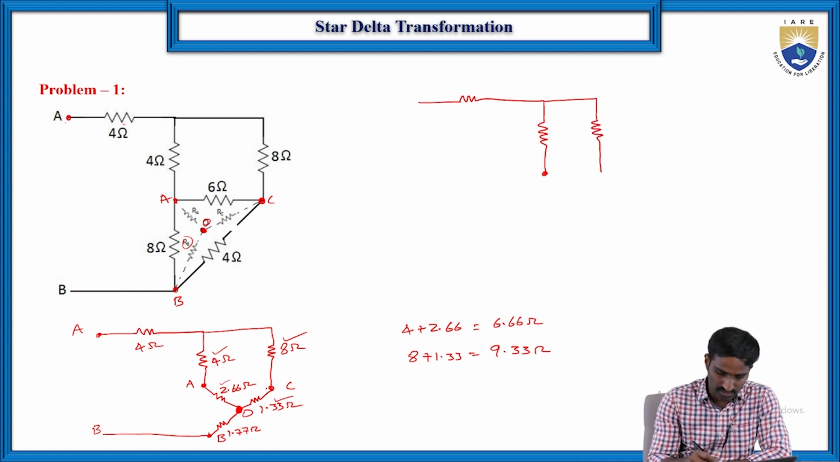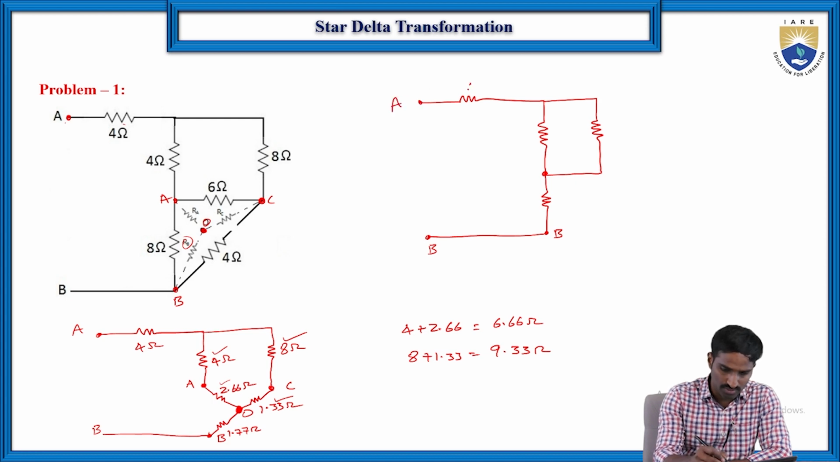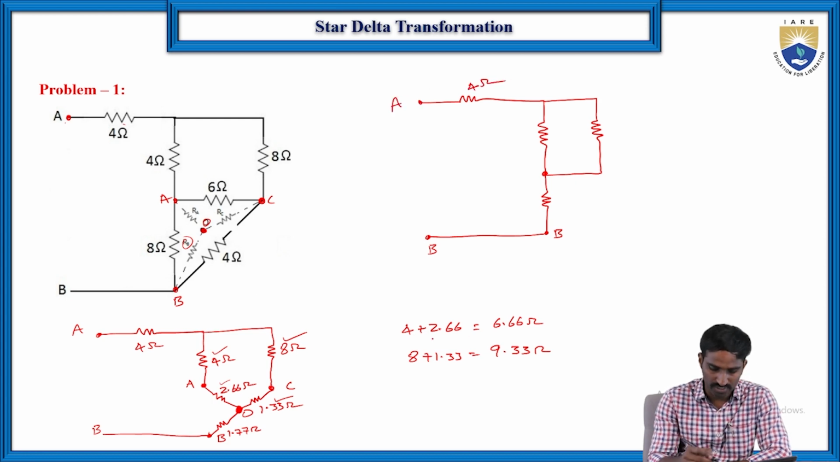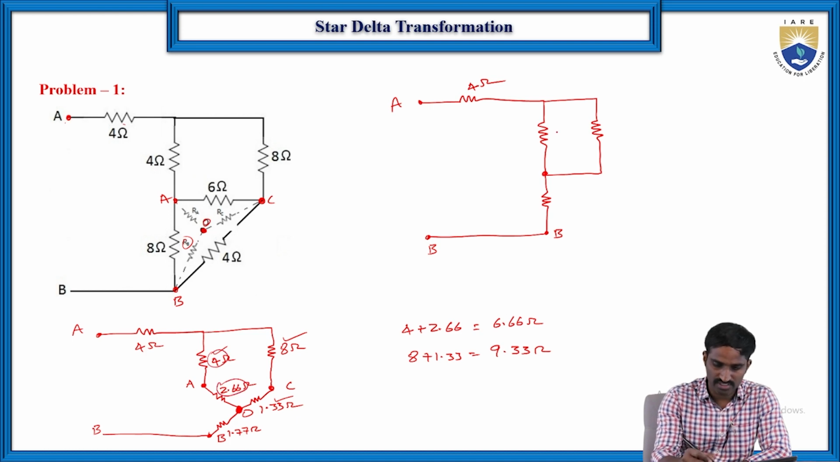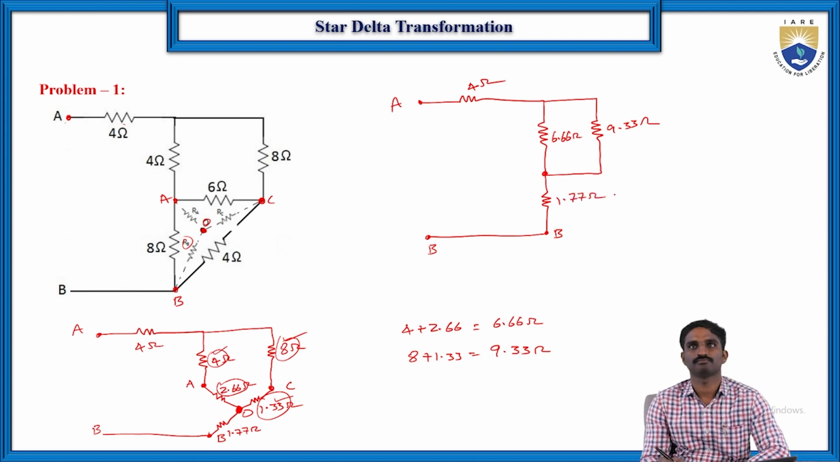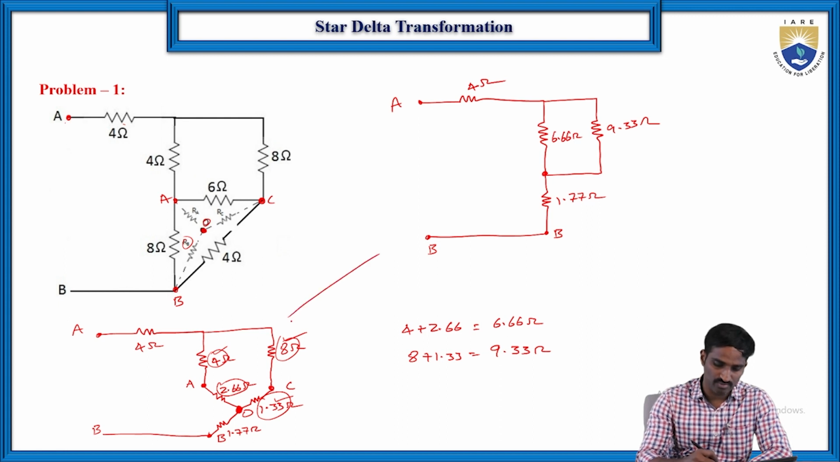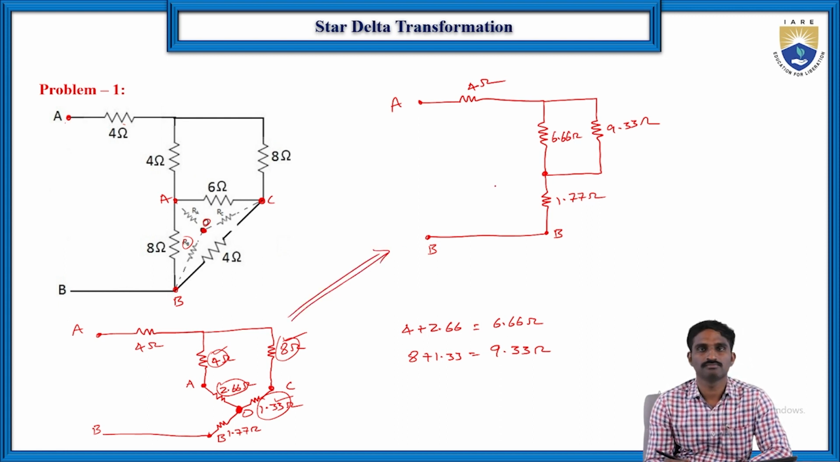Here again C is eliminated, so this point is kept the same as it is, and here you will be having one more resistor, and here it is the point B. Then here you are having one more point, that is B again. This is A. So this is 4 ohms, and here it is 4 plus 2.66, which is 6.66 ohms, and here 8 plus 1.33, which is 9.33 ohms. And here it is as it is, 1.77 ohms. So this network is transformed into this one, right?